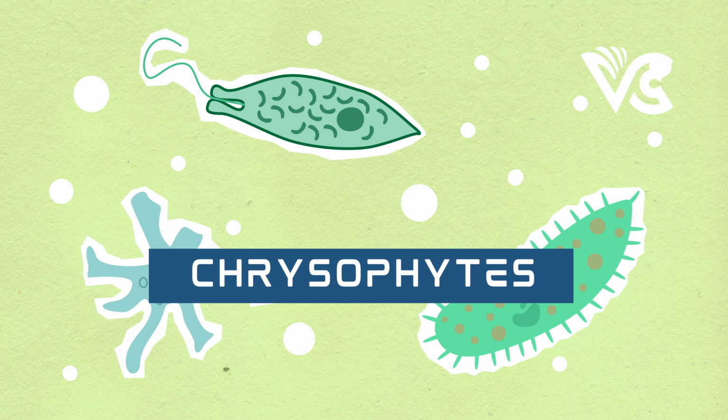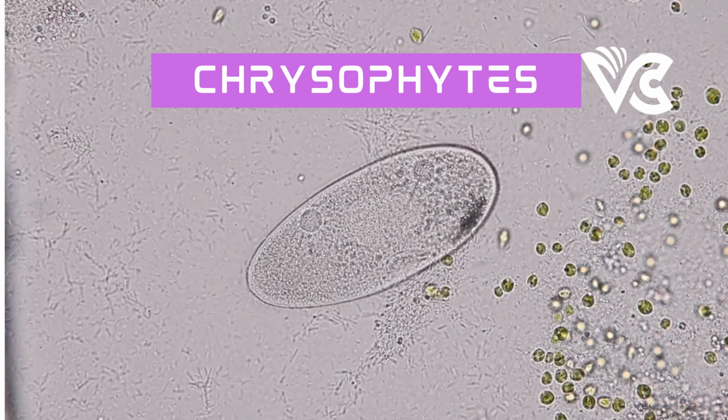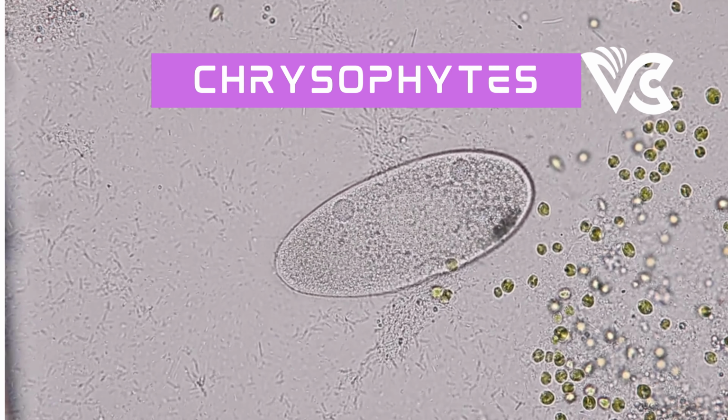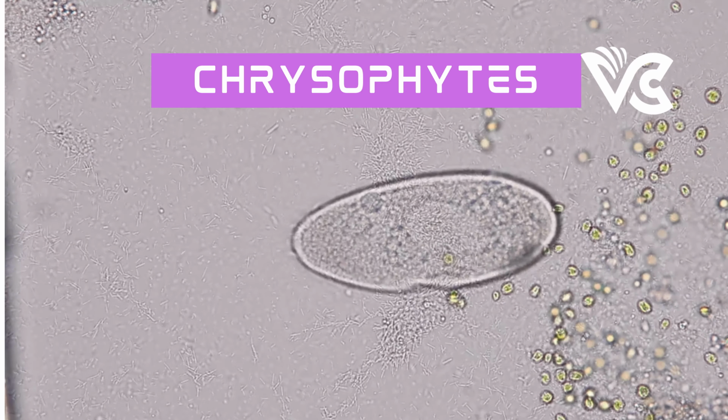In crustaceans, a chrysophyte called Haplosporidium nelsoni has been identified as the causal agent of milky disease, which is characterized by the appearance of a milky white substance in the hemolymph of infected crustaceans.